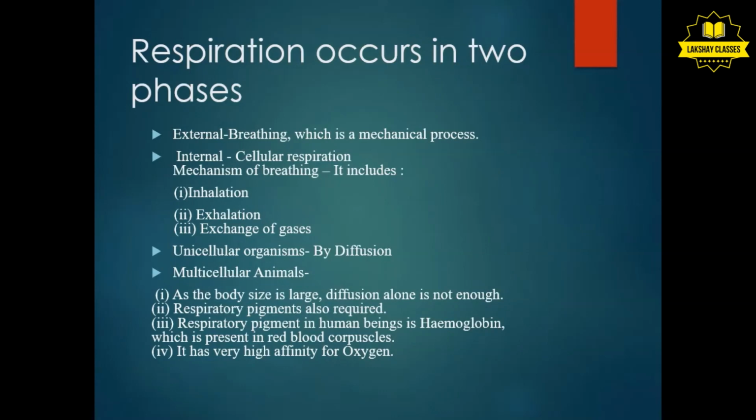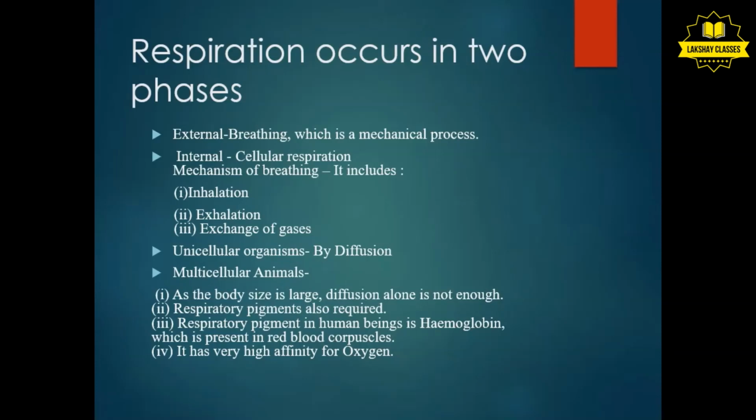So basically respiration is occurring in two parts. I already explained to you that one is breathing. Breathing is external, that is, we are taking in air from the environment and giving it out. The air we take in has oxygen, and the air we breathe out has a higher concentration of carbon dioxide. This is the process we call external breathing, and it is a very mechanical process.